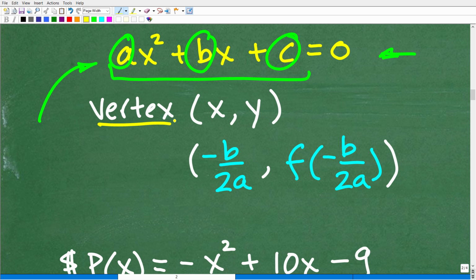Now that we understand the vertex, here is how we find the vertex of our quadratic function. The vertex is a specific xy point. The x-coordinate of this point is minus b over 2a, where b and a are the coefficients of our quadratic equation written in standard form. And for the y-coordinate, once we have our x-coordinate, all we do is plug it into the function, and we'll get the y-coordinate. This is something you should know how to do if you're at this level of math. So let's get into this right now.